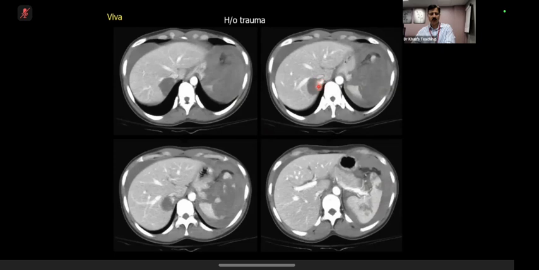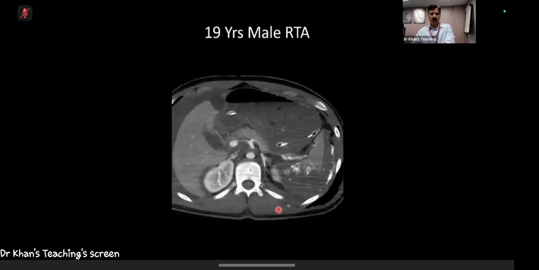So the viva questions will be around this. Once you pick that up, because this becomes an emergency, and the role of interventional radiology now, because they would like to do it conservatively, so the interventional radiologist can help with embolization, and they might ask you a question, how will you do it, which kind of materials can be used, etc. This is another case where you can see splenic rupture and active extravasation. So always keep that in mind.